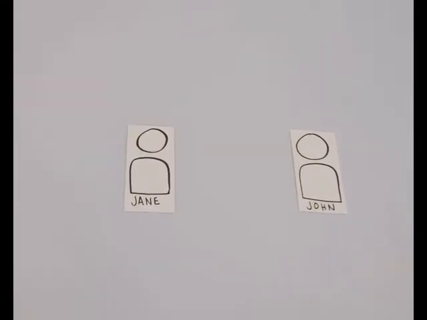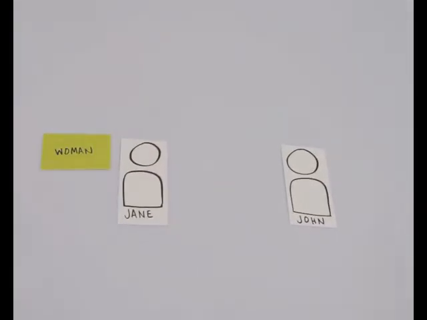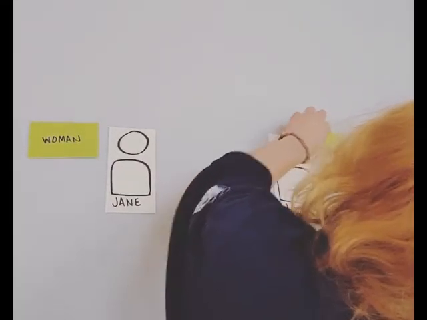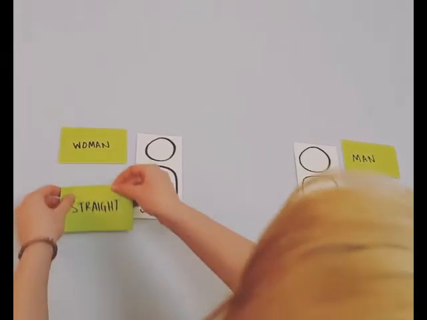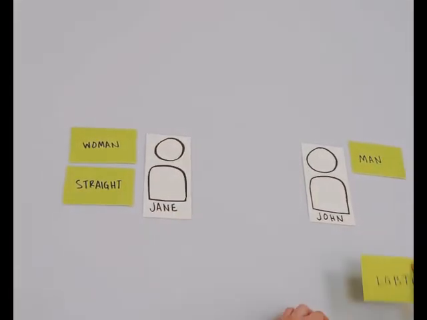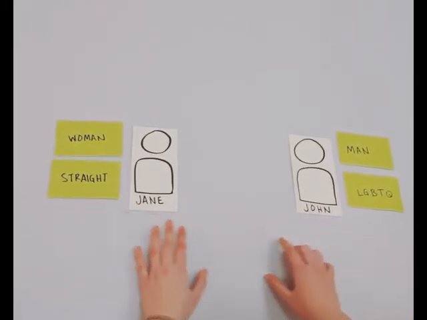So for an example, we have two people. We have Jane and we have John. Jane is a woman, while John is a man. Because John is a man, he has more privilege than Jane does. However, Jane is straight, while John is gay. Because Jane is straight, she has more privilege than John does.